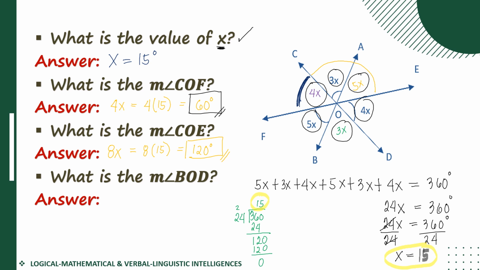Alright, that's correct. Lastly, we have the measure of angle BOD. Where is BOD? Okay, this one, the 3x. So that means we're going to have in here 3x. In the same manner, we're going to substitute the value of x that we found, which is 15. So that means we have 45 degrees for the measure of angle BOD.